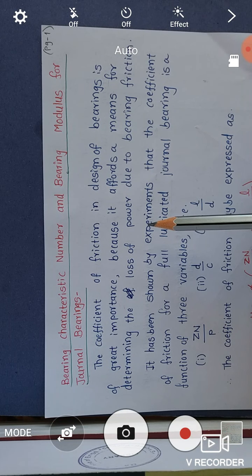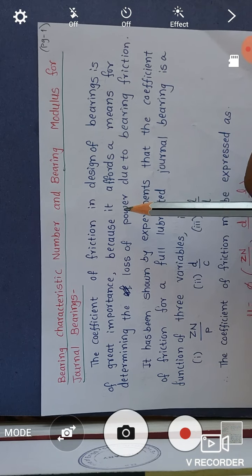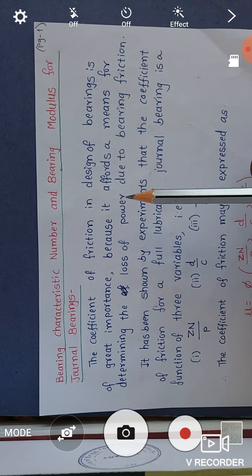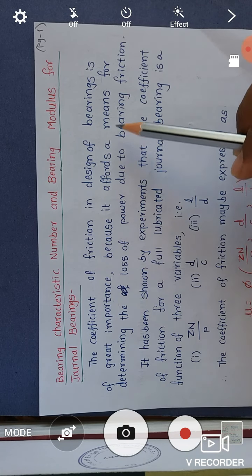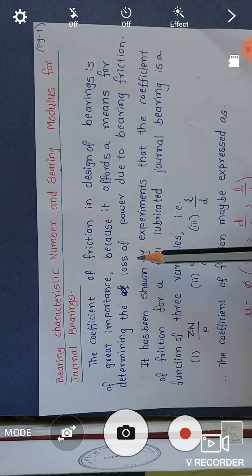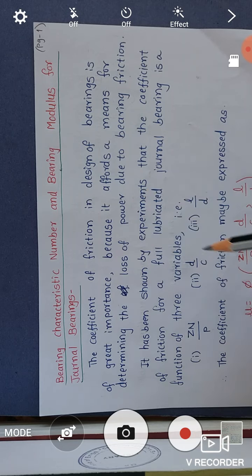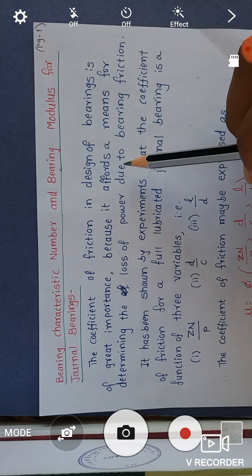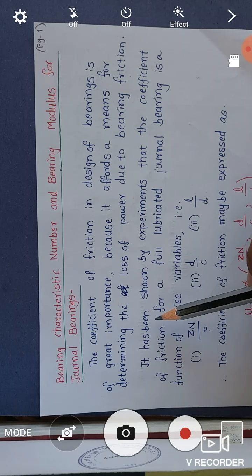Hello students, today we'll learn about a new topic, that is bearing characteristic number and bearing modulus for journal bearings. We know that the coefficient of friction in the design of a bearing is of great importance, because it affords a means for determining the loss of power due to bearing friction. That is, if friction increases, then power gets lost in the case of bearings.